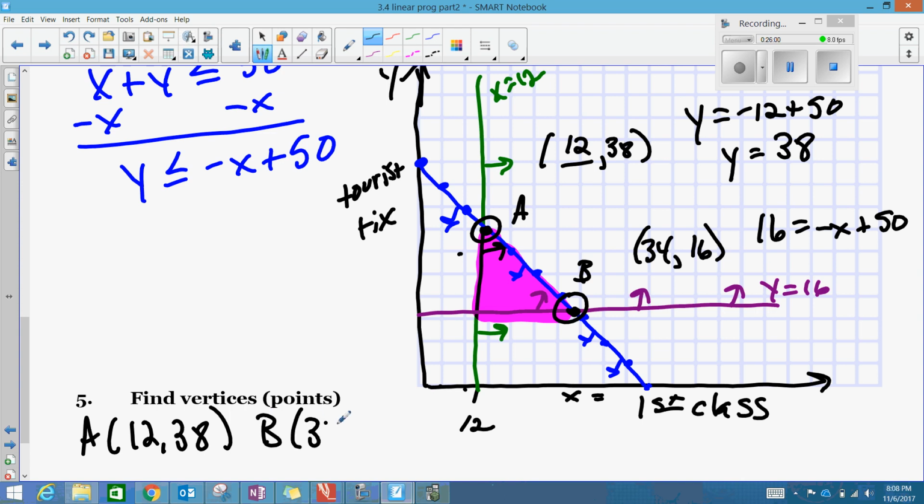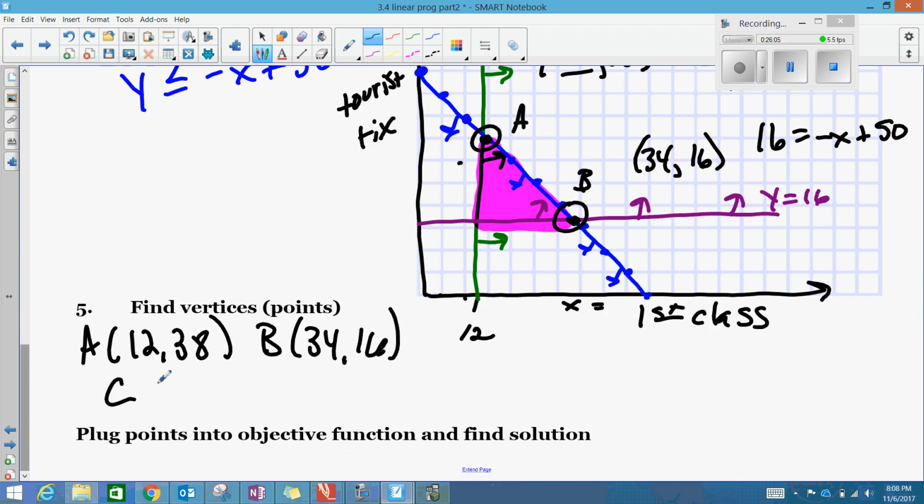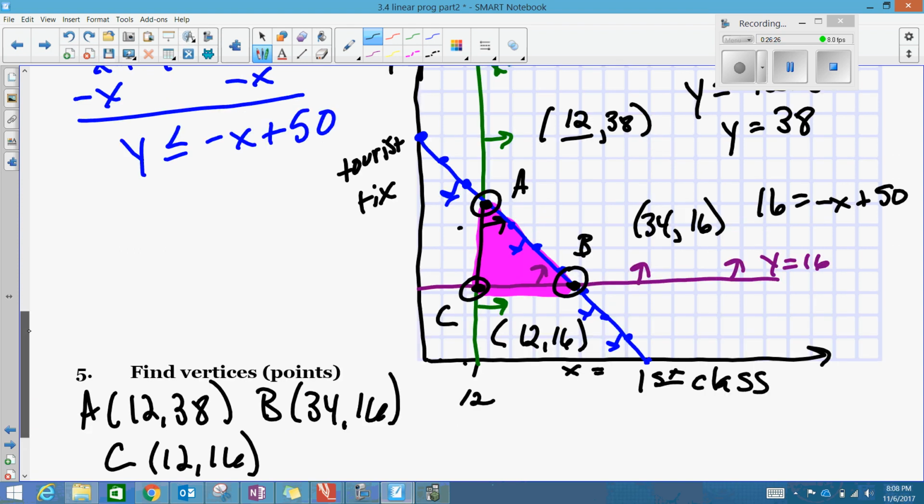B is 34, 16, and C is easy because it's the connection between the x and the y lines. So we know that is 12, 16, because it's on the green line where x equals 12 and the purple line where y equals 16. Okay, so there again, we had to do a little bit of math to find out those points. Now we have our vertices and we can plug them in.